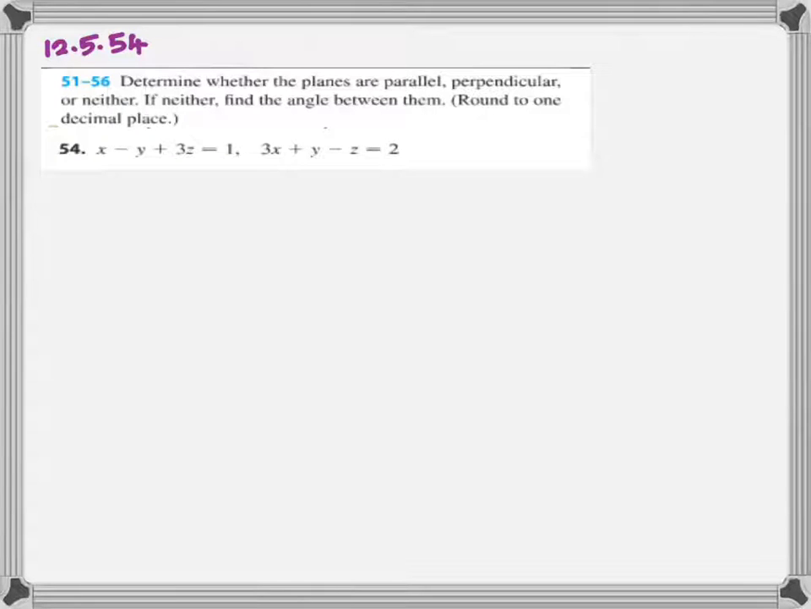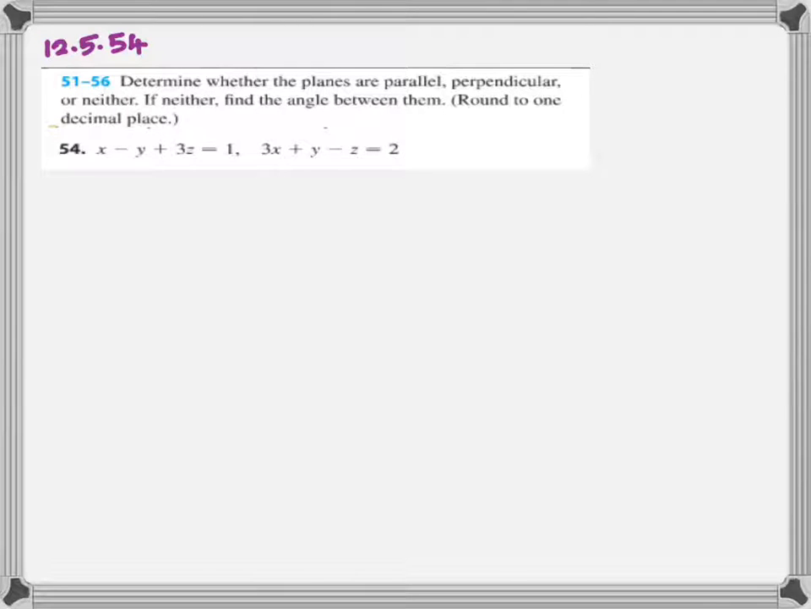Hi, in this video, I'll be showing you problem number 54 of chapter 12, section 5. Determine whether the planes are parallel, perpendicular, or neither. If neither, find the angle between them, round to one decimal place.